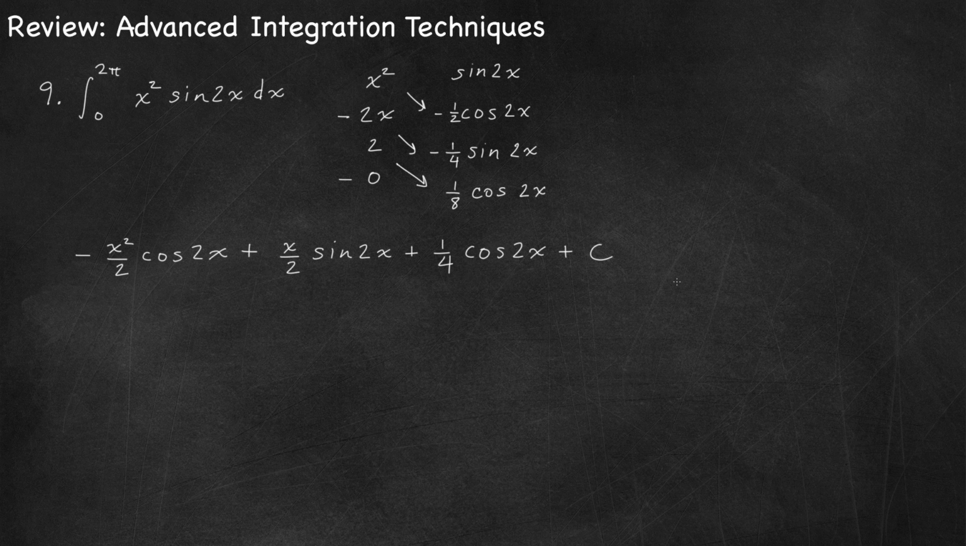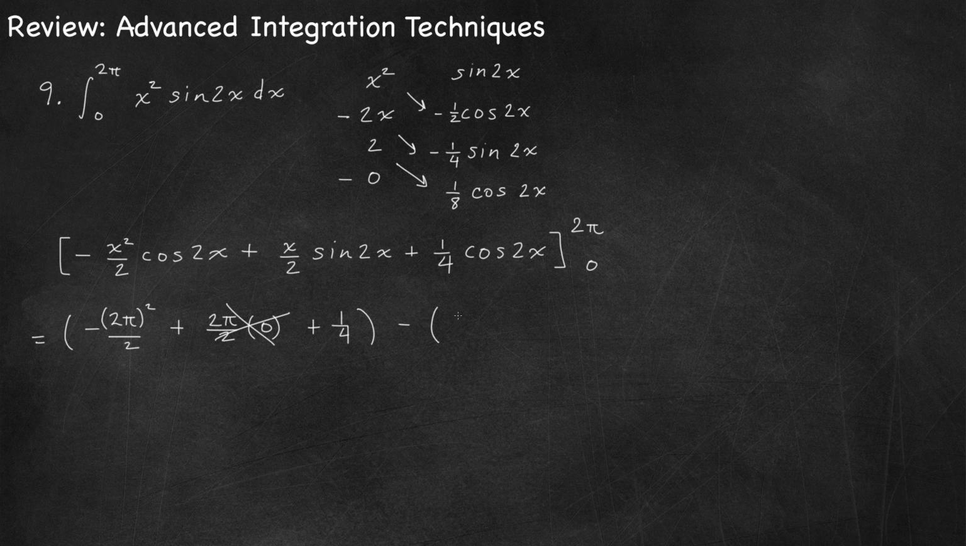Oh, this is a definite integral, not plus c. We'll evaluate that from 0 to pi over 2. So we'll start with the pi over 2. We have negative pi over 2 squared over 2 cosine of pi is negative 1, plus pi over 2 over 2 sine of pi is 0, plus 1/4 cosine of pi.